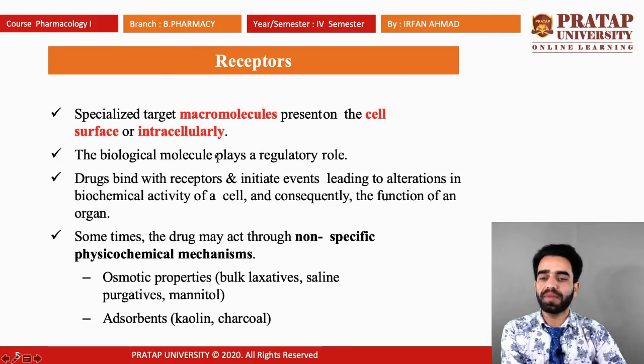Sometimes a drug may act through non-specific mechanisms. For example, there are some drugs which don't act at receptors. They act through osmotic properties, for example bulk laxatives, purgatives, and mannitol. These don't act with the receptor, but because of their osmotic properties they cause a change in the function of the organ. There are other examples like adsorbents, such as kaolin and charcoal. These are used in diarrhea, where charcoal absorbs the fluid. So these are the different functions.